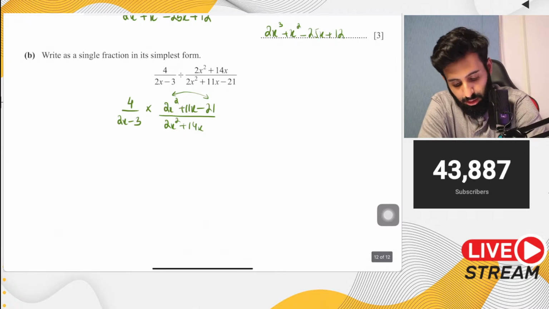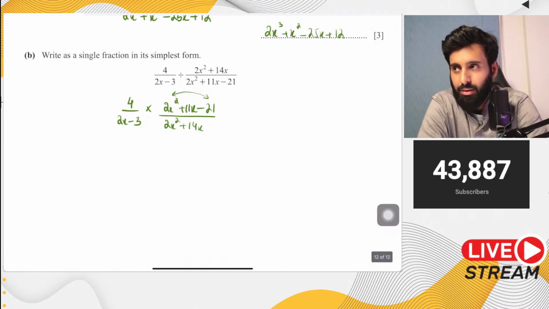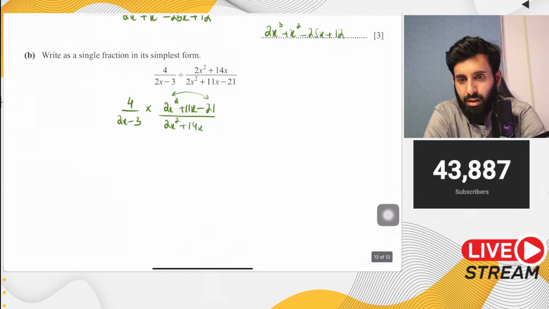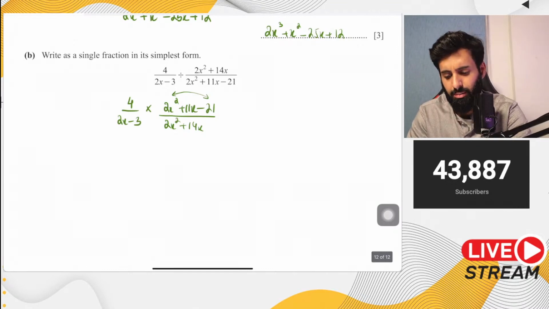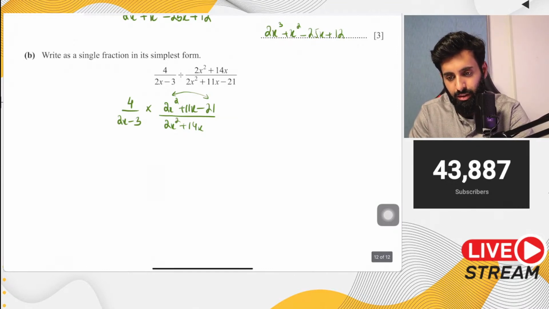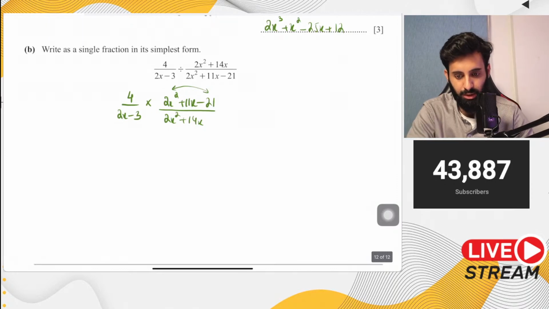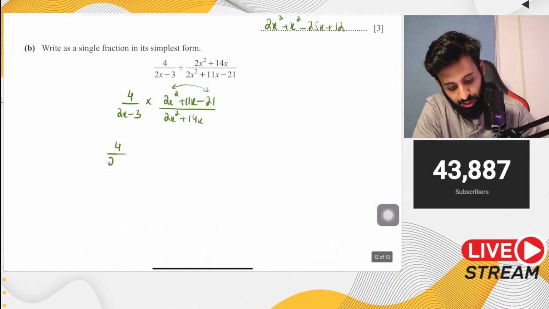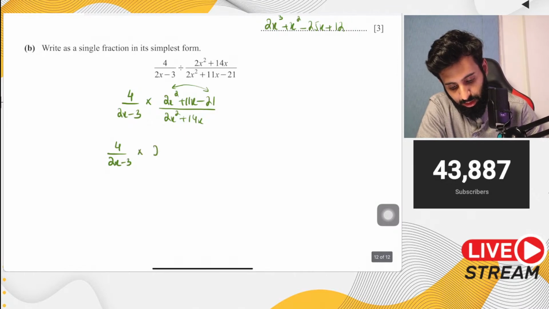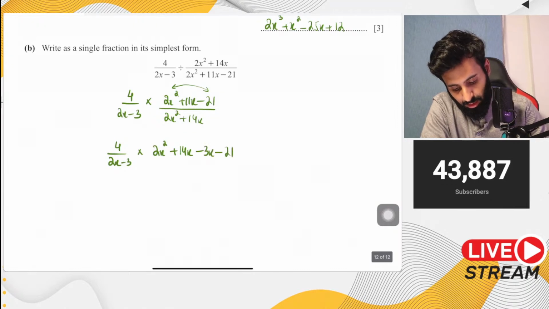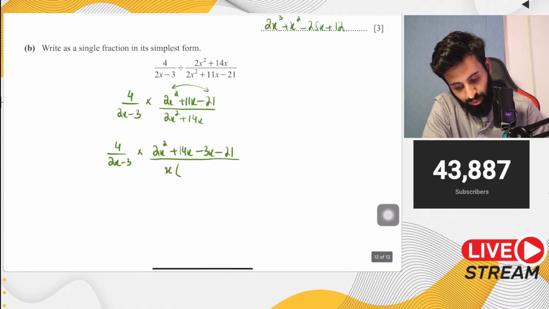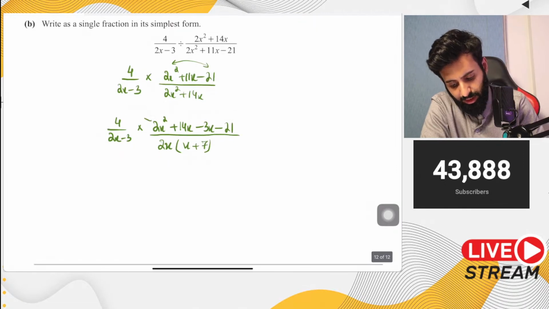Okay. So 21 into 2 is what? Minus 42. Factors of 42 that leave you with 11. 3 into what? 3 into 8? No, wait, can't be 3 into 8. 42 divided by 3 is 14. Yeah, that works. So basically 4 upon 2x minus 3, okay, into 2x square plus 14x minus 3x minus 21. And then in the denominator, we can take x common. So that's going to be, in fact, we can take 2x common. So that's going to be x plus 7. Okay. Now let's simplify this on the side.